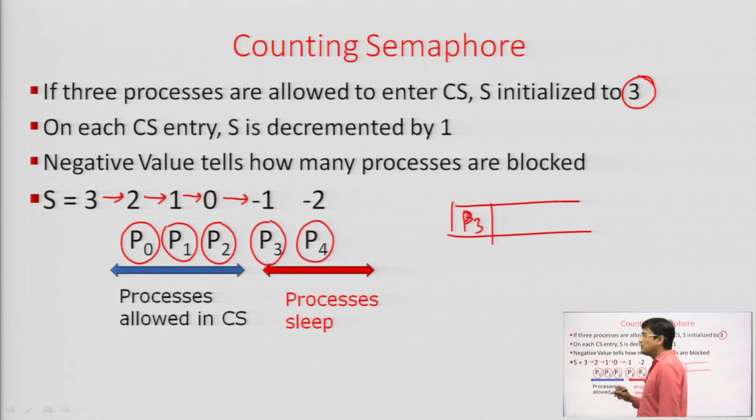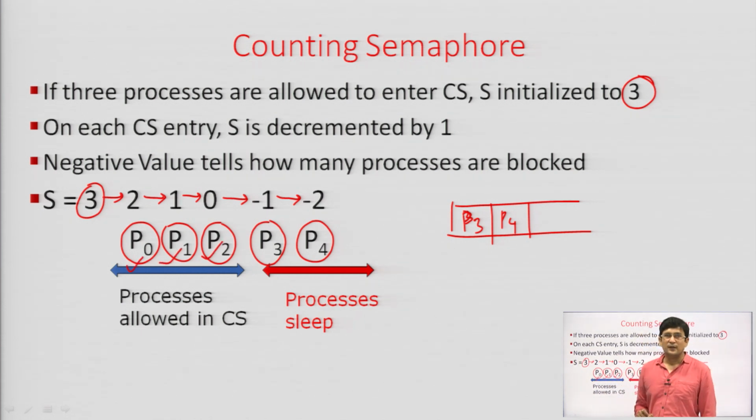Similarly, the P4 process also wants to enter the critical section. So, it sees that the value of the semaphore is -1, it is not positive. So, it makes the value of the semaphore -2 and the P4 process goes to sleep. So, in this case, the semaphore value was initialized to 3, which means 3 processes can enter the critical section. P0, P1, P2 are in the critical section, and 2 more processes are interested in entering, but they cannot be allowed at the moment. So, these 2 processes P3 and P4 will go and sleep.